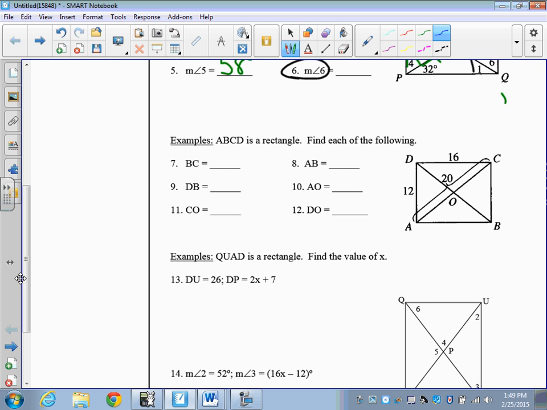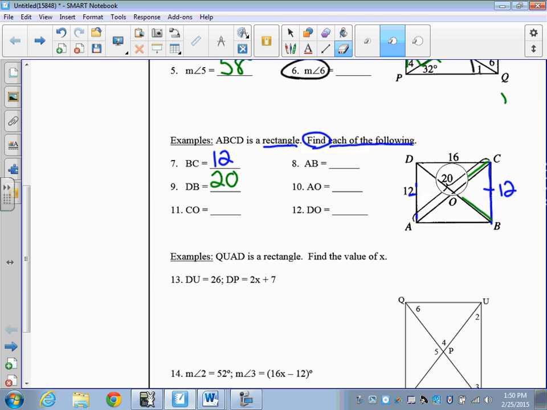So we're told we have a rectangle, and we're told to find each of the following. So we have segment BC. Segment BC is right here, and we should know that since a rectangle is a special type of parallelogram, the opposite sides are congruent. So BC is equal to 12. What about DB? Well, DB is just right here, and we know that the diagonals are congruent. So DB has to be equal to the other diagonal, which is 20.